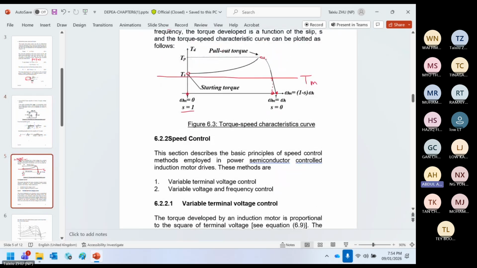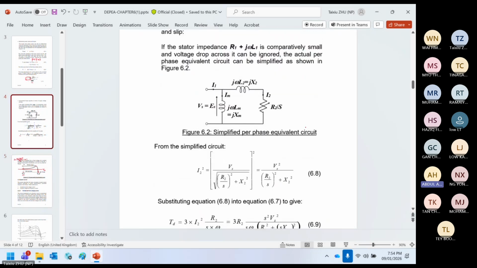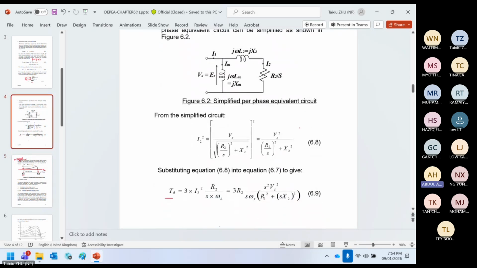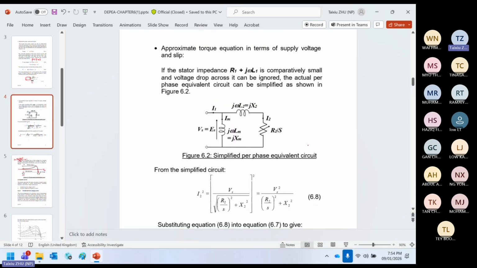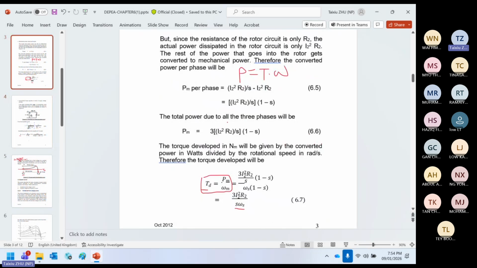So the formula, the constant is the 3 times I2 times R2 over S. You mean this formula, right? The equations. The previous one. The top one, the torque developed. So the one you underline, that is the formula, right? Yeah, it's a formula.